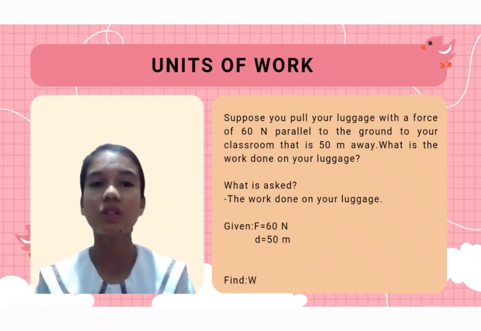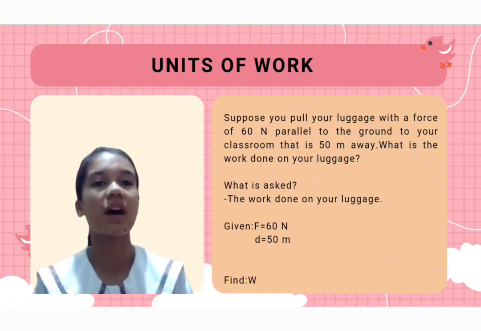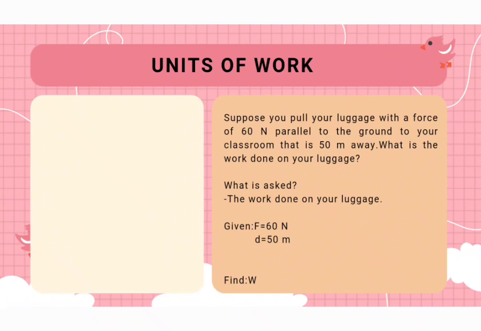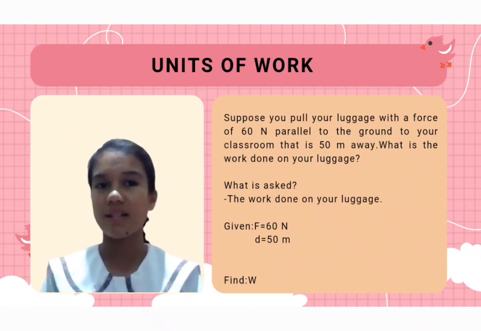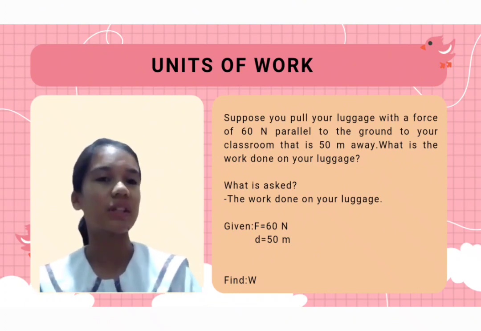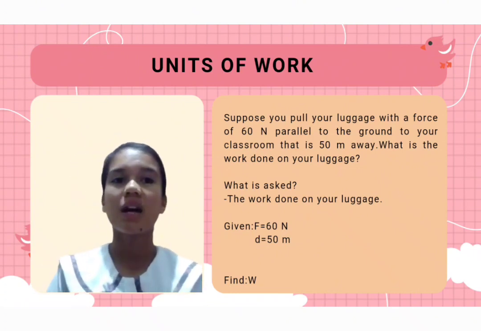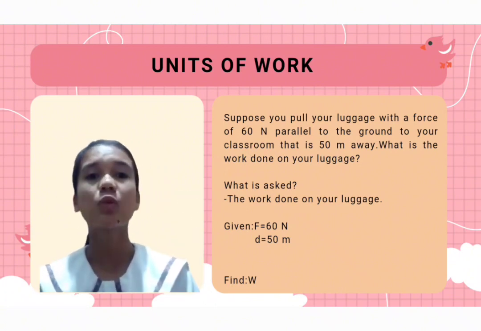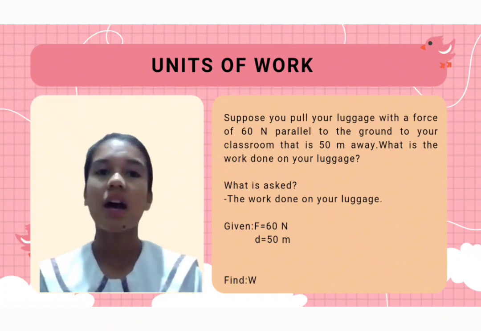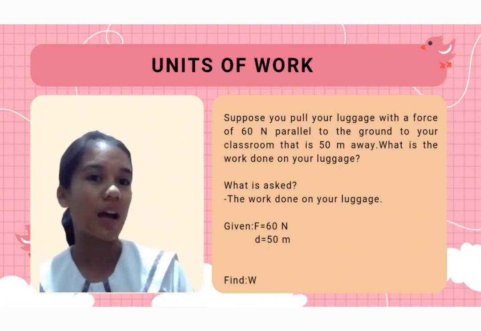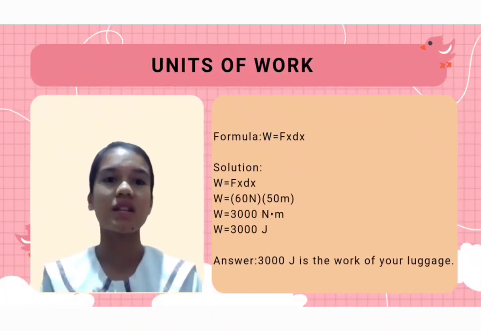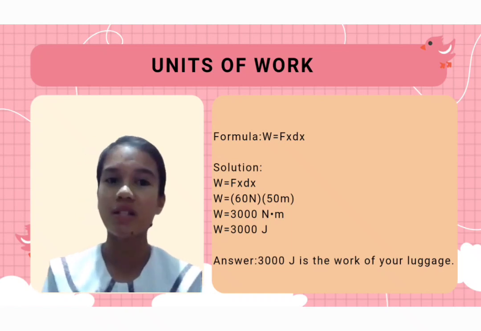First things first, we need to identify what is asked, the given, and the formula to use, and after that we need to solve the problem so that we can get the answer. So what is asked? The work done on your luggage, and the given are 60 N, the force, and 50 meters, the distance, and we need to find the work. And after that, we can identify what formula we will use. So the formula that we will use is work equals force times distance.